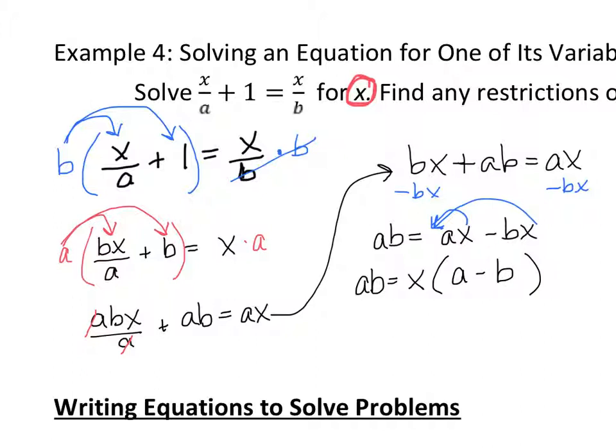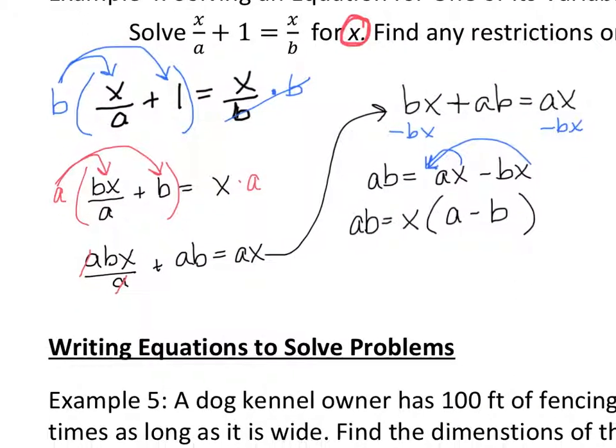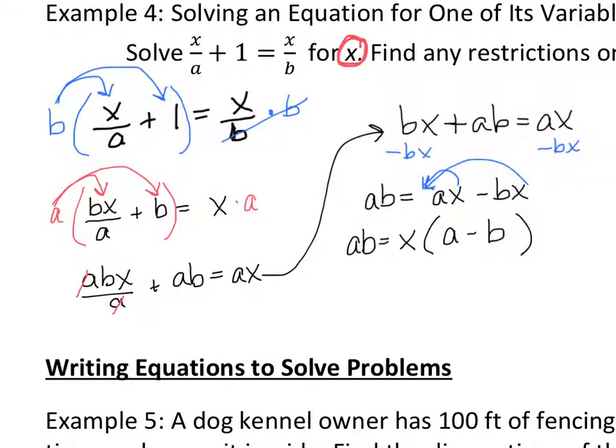We're doing good. One more step and we'll have it solved. What do we need to move? Divided by a minus b. Yes, we're going to divide both sides by a minus b.